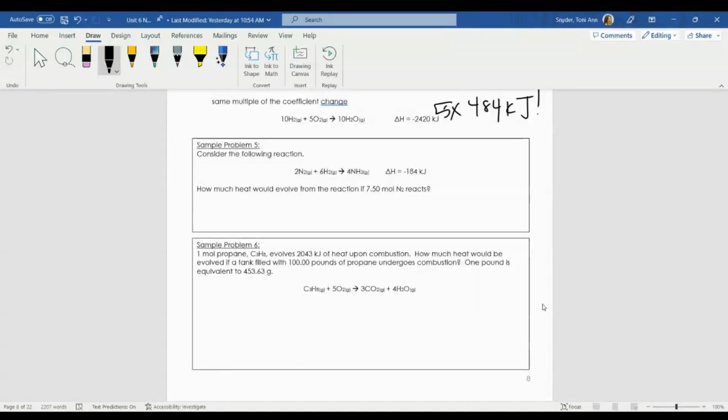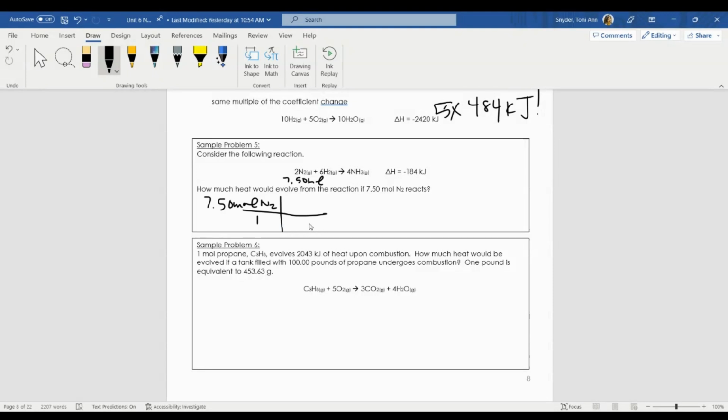Let's go ahead and take a look at these 2 sample problems here. So consider the following reaction. All right, I've got some production of ammonia right there. How much heat would evolve from the reaction if 7.50 moles of nitrogen reacts? Okay, so I'm going to start off with 7.50 moles of nitrogen.